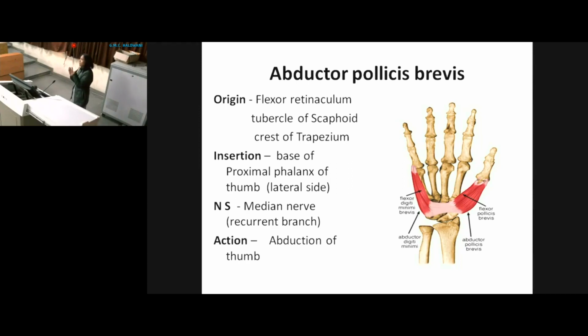Action: as the name says, abductor pollicis brevis, that means it helps in the abduction of the thumb. Clear? According to its name, its action follows. So this is the superficial muscle; below it you will see a little bit of the flexor. Sorry, this side: this is the abductor pollicis brevis, and below it you will see the flexor pollicis brevis. We will cut the abductor.